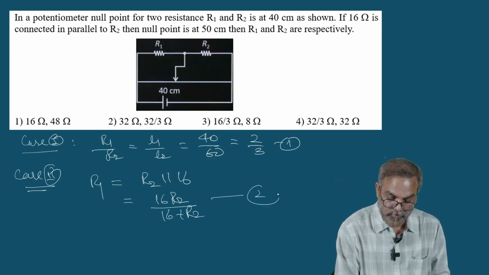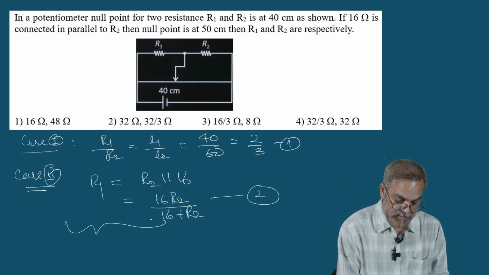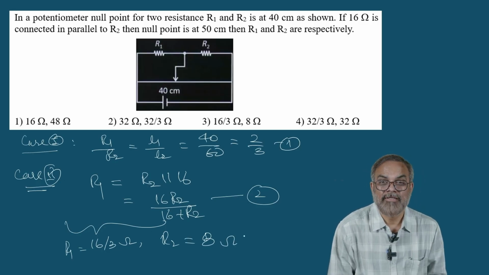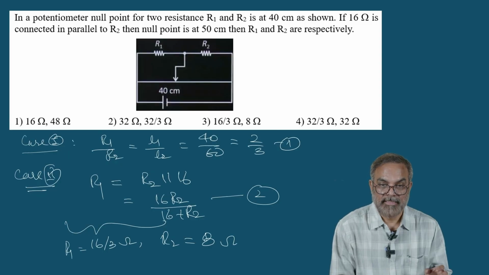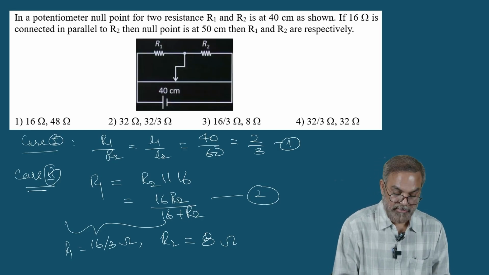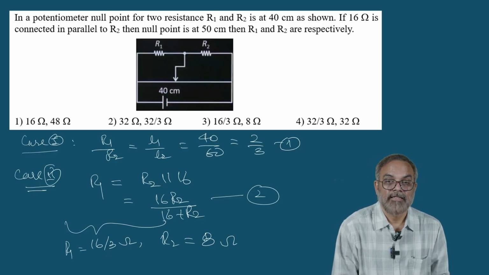So these are the two equations, and students, I hope we can solve these two equations. And when you solve it, you get R1 is 16 by 3 ohm, and obviously R2 will be 8 ohm. Straightforward, a simple question, just involving little calculations. Now we have two equations, and we can easily solve either by substituting the value of R2 in this equation or R1, and this gives us this answer. Right, so answer is third.